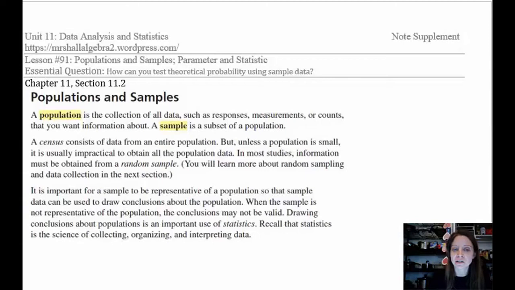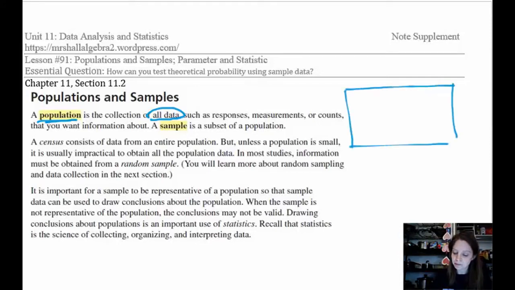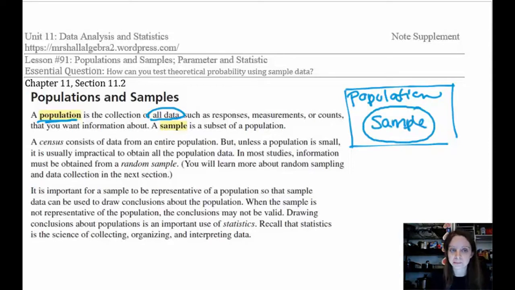A population is the collection of all data, such as responses, measurements, or counts that you want information about. Population is a collection of all data. That's important. A sample is a subset of a population. So if we were to draw a diagram, we could have the population as that entire area, and then a subset within the population, we're going to pull a sample, which is a subset of the population.